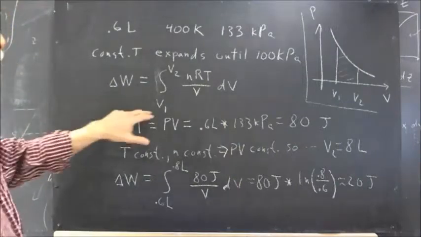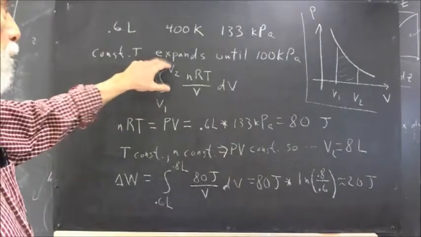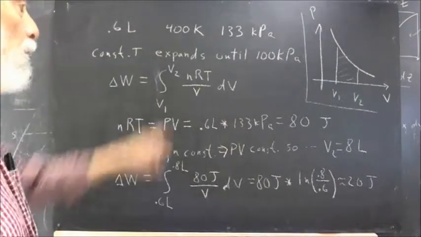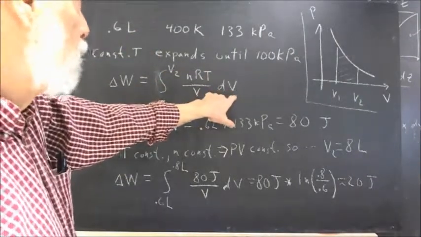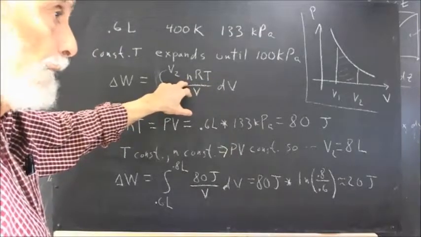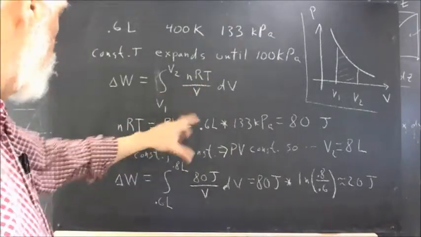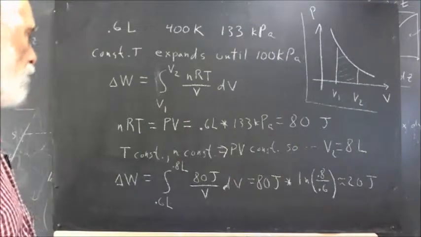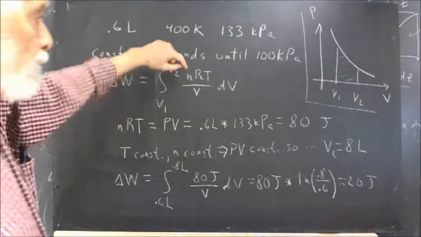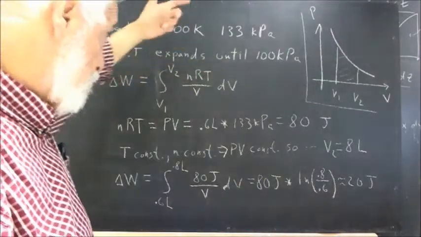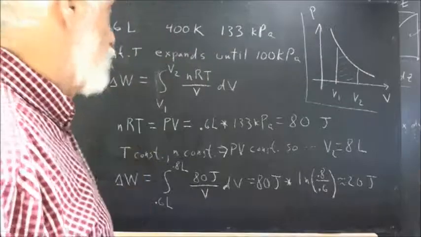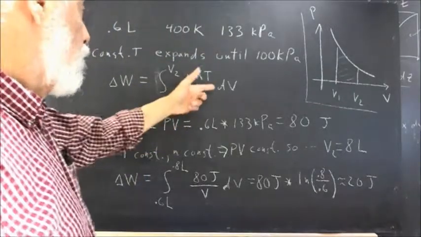Okay, the work is going to be the integral from V1 to V2, and that's going to be from 0.6 liters to 0.8 liters of nRT over V dV. Constant temperature, and it's a confined gas and remains constant. So we can do the integral. If we want to get a numerical result, we've got to figure out what nRT is. Well, how do we get nRT?